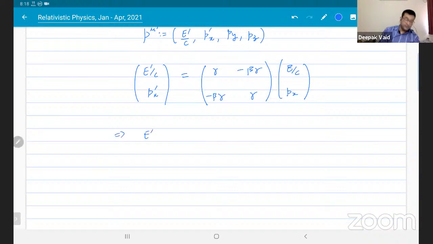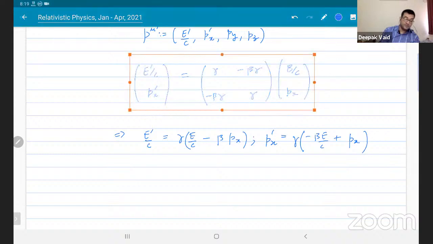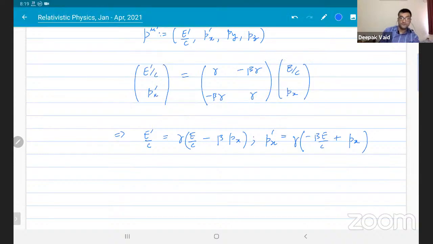So we get E prime by C is equal to gamma (E by C minus beta Px), and Px prime is equal to gamma (minus beta E by C plus Px). Right? So I'm just taking this matrix and multiplying it out. That's all I'm doing.